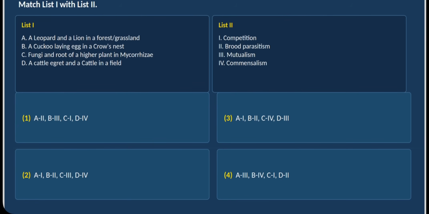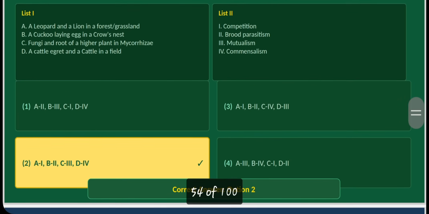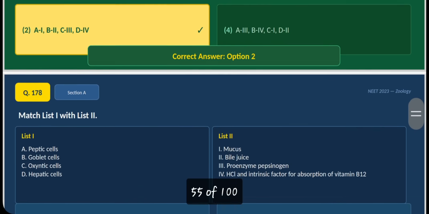All of them are not intercrossed. They are all having the correct selections. So A1, B2, C3, D4. The answer is A1, B2, C3, D4. A leopard and a lion, it represents competition. Cuckoo laying eggs in a crow's nest, brood parasitism. Fungi and root of a higher plant in mycorrhiza, mutualism. A cattle egret and a cattle in a field, commensalism.